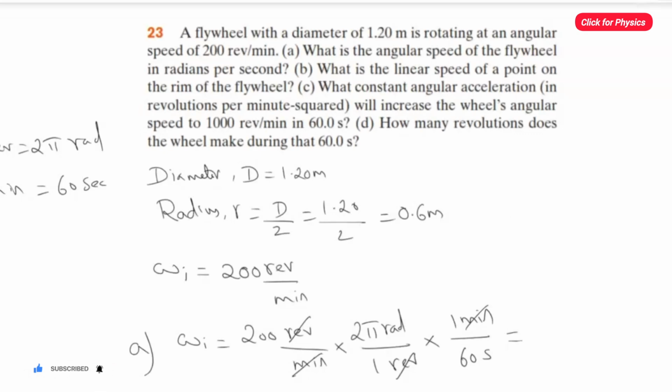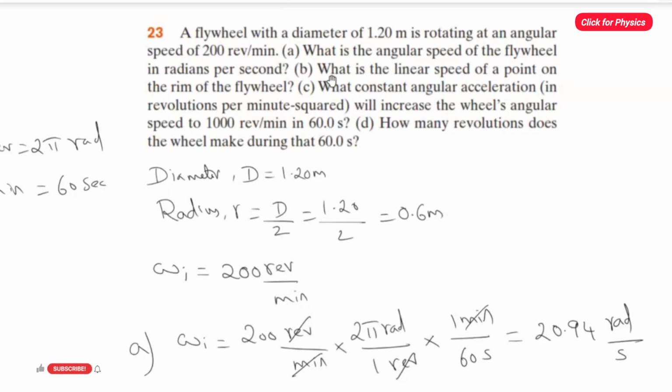So here, when I just multiply 200 with 2 pi and then divide by 60, here I got the answer as 20.94. Now what is the unit? Radian per second. So this is the answer for the first question, because they need the answer in terms of radians per second. So we got the answer for the first question of 200 revolution per minute in terms of radian per second. So for radian per second, what answer we got? 20.94.